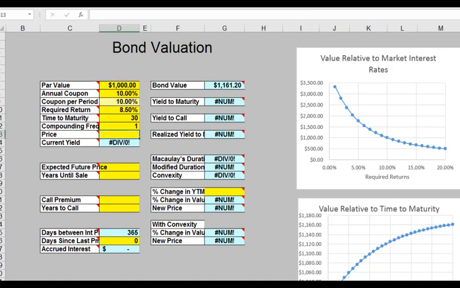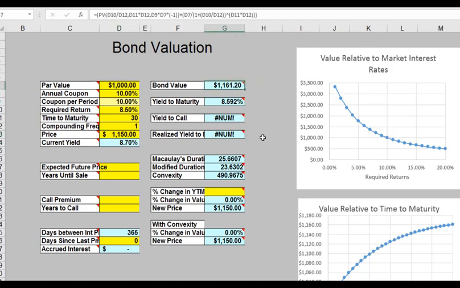So let's assume that this bond has a price of $1,150. Now as you notice, we're starting to fill in some blanks as we add the variables here. So what do we now know about this bond? We know it's selling for $1,150. We know investors would be willing to pay $1,161 for it, so this is a good bond. We know that the investors want 8.5%. If they actually paid $1,150, they would earn 8.59%.